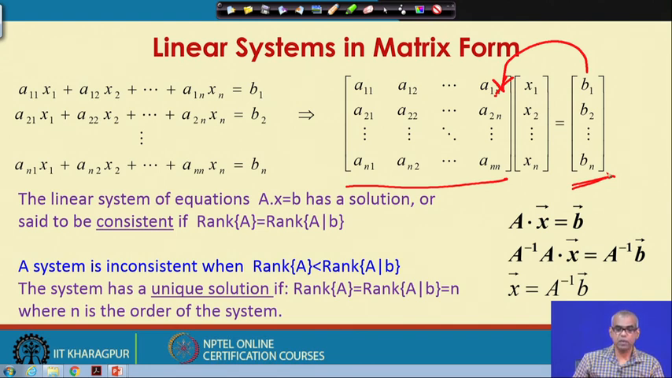The linear system of equations A x equal to B has a solution, or is said to be consistent, if the rank of A is equal to the rank of the augmented matrix A B. A system is inconsistent when the rank of matrix A is less than the rank of the augmented matrix A B. The system has a unique solution if the rank of A is equal to the rank of the augmented matrix A B equal to n, where n is the order of the system.